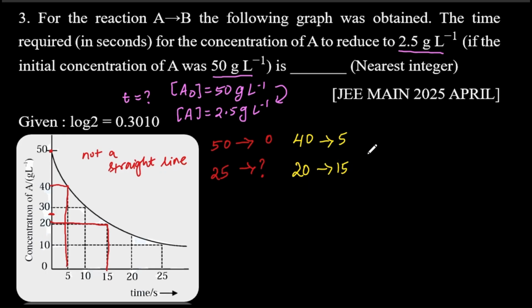So if you see the difference in time, the difference is 10. So for the concentration to become half of the initial concentration, the time taken is 10 seconds. Now let us see another two values.